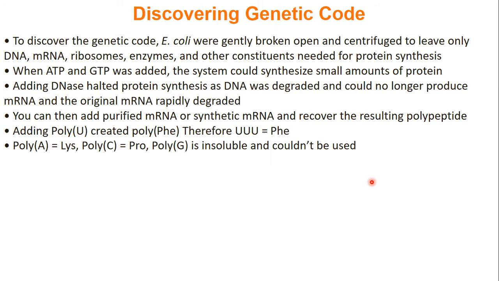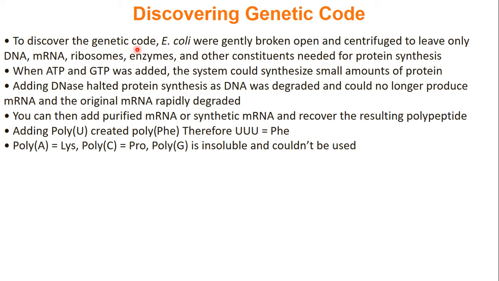Now, how was the genetic code discovered? Well, to begin with, the way that the genetic code was discovered is that E. coli were broken up and centrifuged so that only DNA, mRNA, ribosomes, enzymes and other constituent elements needed for protein synthesis were left.